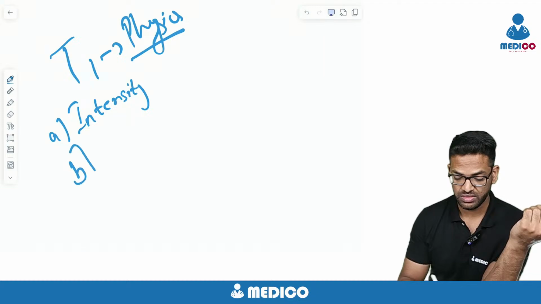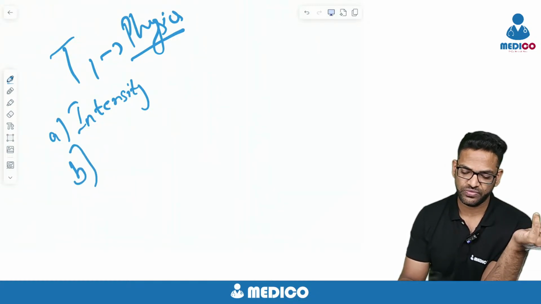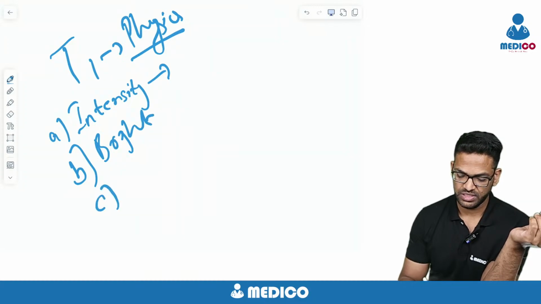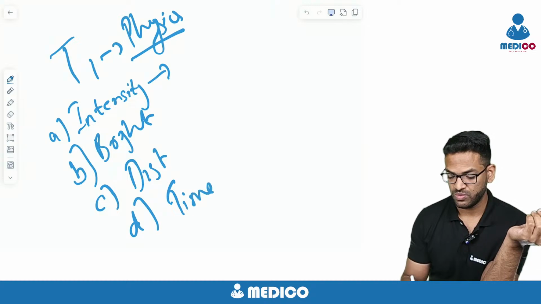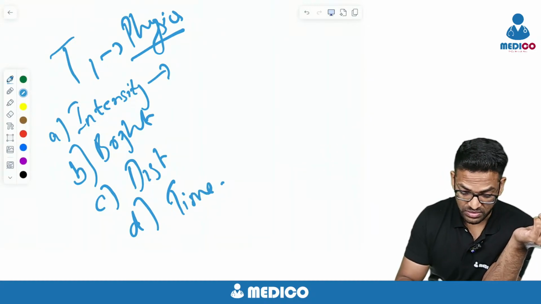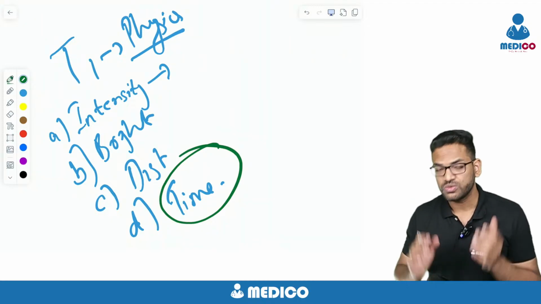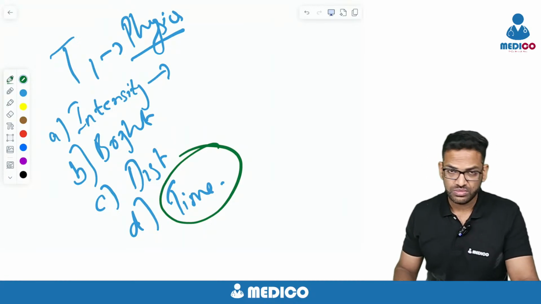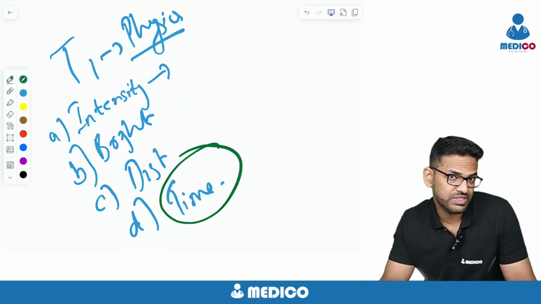Option A will be intensity. Most of you, or me during my NEET PG time, would have fallen for this intensity. And sometimes it'll be bright, distance, time. Now this is the correct answer, right? Time. So this is why I told you this whole concept, so that you know T1, T2 are just time, right? This is the MCQ which anybody can derive from this concept.